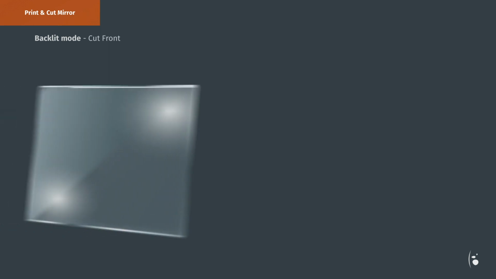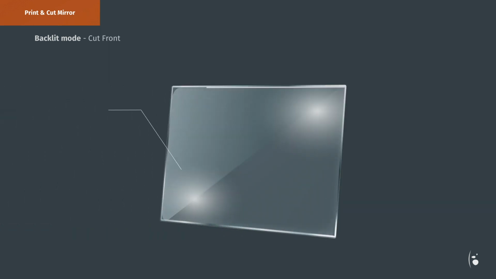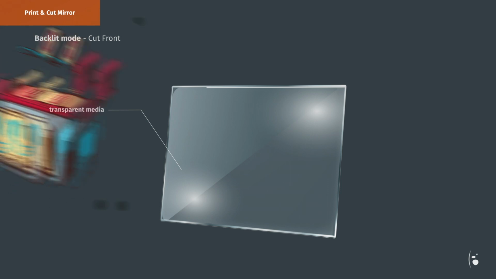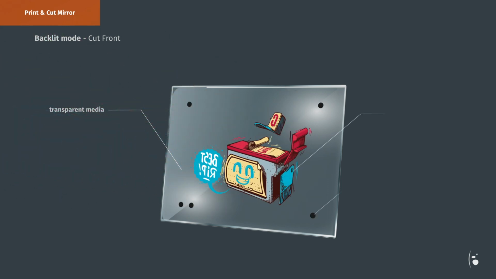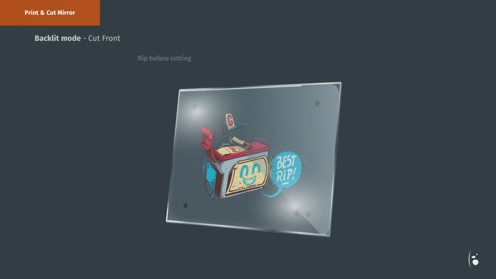This mode is recommended for printing on transparent substrates such as PMMA. As you can see, the design and the cut marks are mirrored. The cut file is not mirrored, meaning that the cut process is performed from the front side, where nothing is printed.